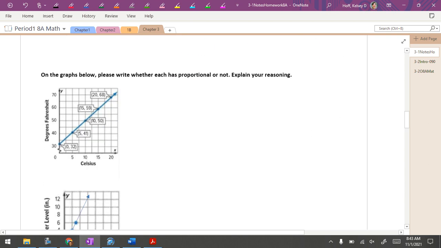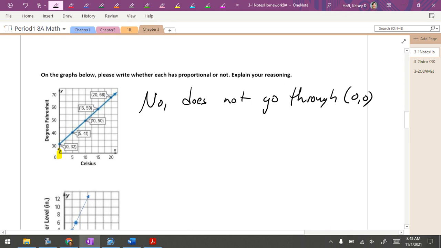So it says on the graphs below, write whether each is proportional or not. Explain your reasoning. First thing you check, is this a line? Yes. Second thing you check, does it go through the origin? No, the origin would be down in that corner. So is this proportional? No, does not go through the origin, or 0, 0, means the same thing. Does not go through the origin. You have to explain why.